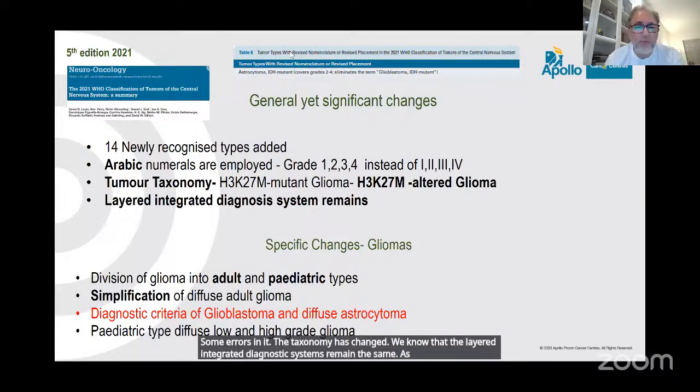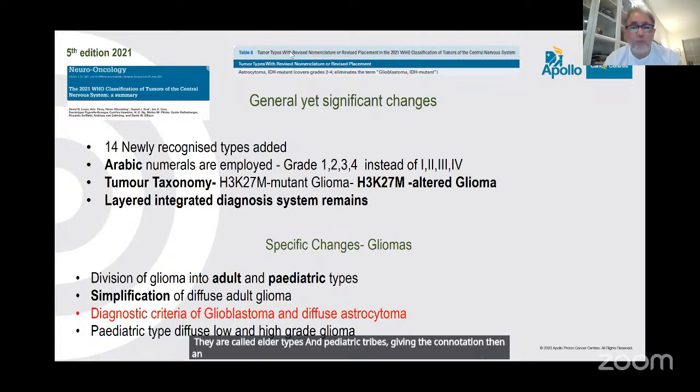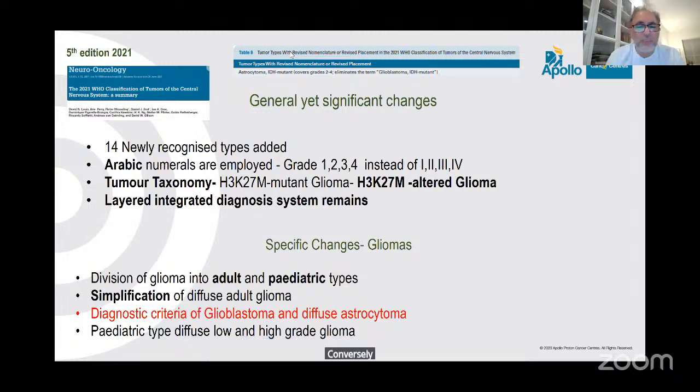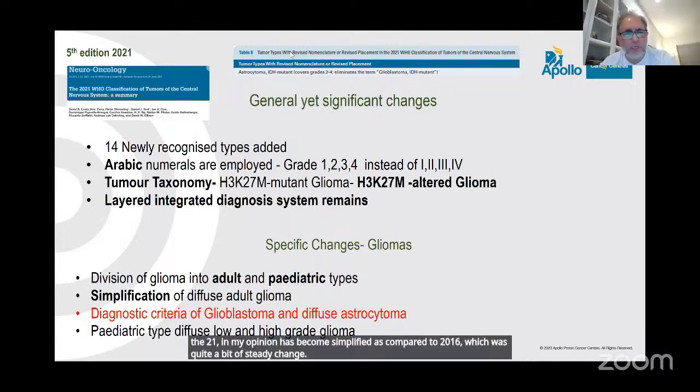As far as the gliomas are concerned, a very important point is that they have been classified as adult types and pediatric types. And interesting to note that they are not called adult gliomas or pediatric gliomas. They are called adult types and pediatric types, giving the connotation that an adult type could also sometimes be in the pediatric or adolescent and young adult population. Conversely, a pediatric type may sometimes be seen in adults because of unique pathological, clinical, as well as molecular characteristics. Actually, the 2021 classification, in my opinion, has become simplified as compared to 2016, which was quite a bit of revolutionary change. And we also know the differences.